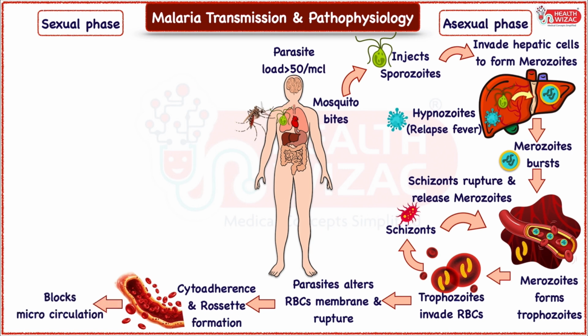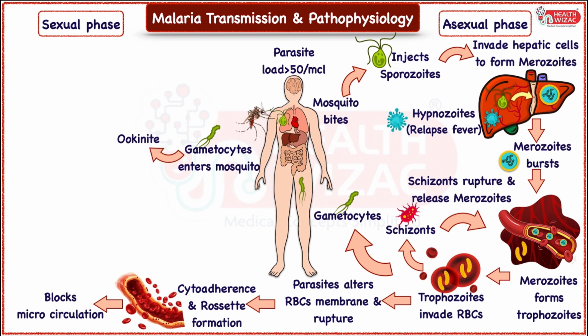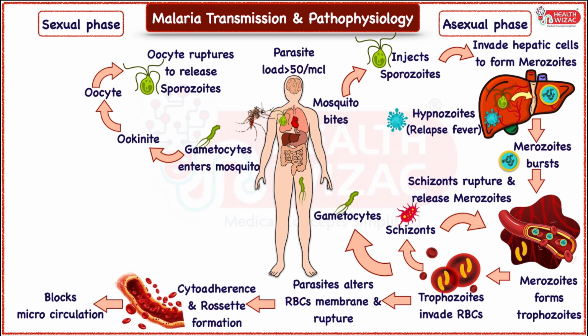During the nuclear division, some of the forms mature differently to form gametocytes, specifically micro and macro gametocytes, which start circulating in the blood. As soon as the mosquito bites the human for a blood meal, these gametocytes enter the mosquito during the bite, and after multiple divisions give rise to ookinetes, which invade the midgut of the mosquito to form oocysts. These oocysts eventually burst and release multiple sporozoites, which start invading the salivary glands of the mosquito and re-enter the host, that is humans, during the next bite, thus completing the cycle.